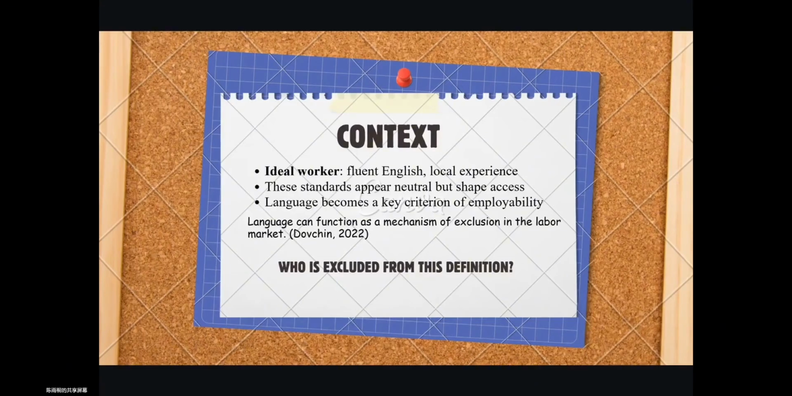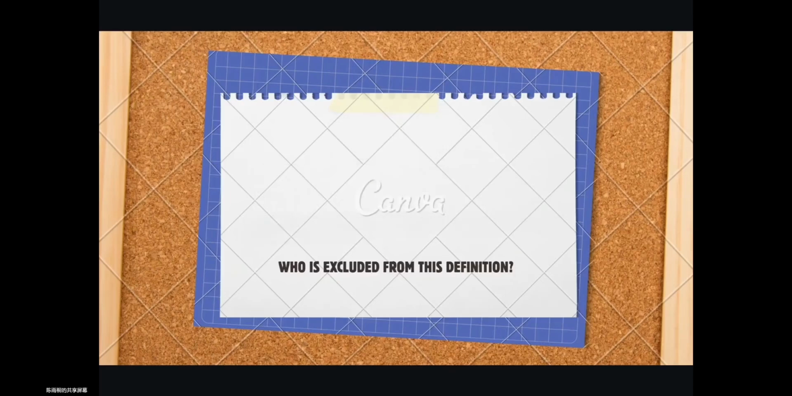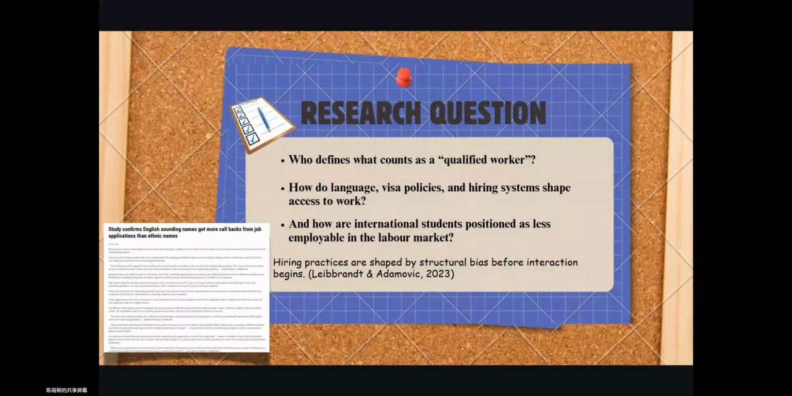These may seem neutral, but in reality, they shape access to opportunities. As Chen suggests, language is not just a tool for communication, but can function as a mechanism of exclusion. So the question becomes, who is excluded from this definition of the ideal worker? To explore this, we shift our focus from individuals to systems. We ask, who defines what counts as a qualified worker? How do language, visa policies and hiring systems shape access to work? And how are international students positioned as less employable?